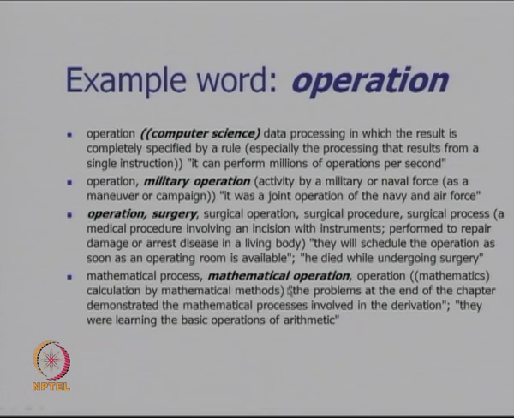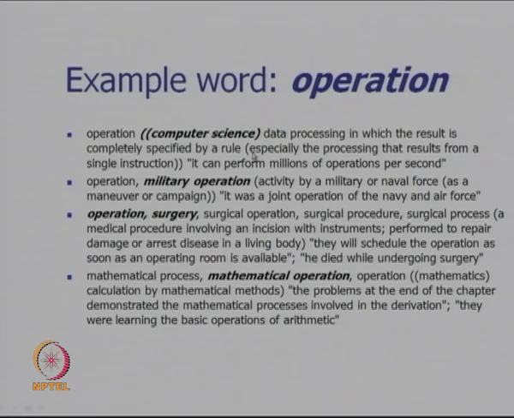Then comes the notion of mathematical operation, which is the sense of the word operation. The meaning is calculation by mathematical methods. The problems at the end of the chapter demonstrated the mathematical processes involved in the derivation. They were learning the basic operations of arithmetic. So, what this example shows is that the word can have multiple meanings, and the senses are exemplified by what is called the gloss, which comes as the meaning of the word as shown here.